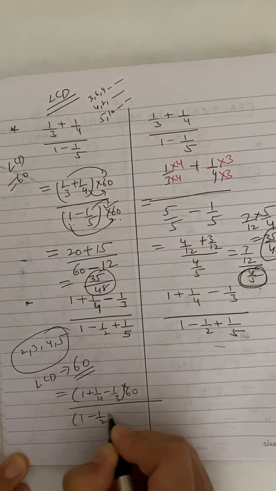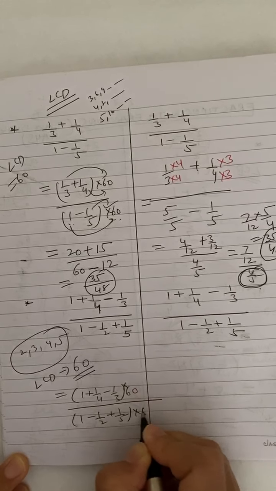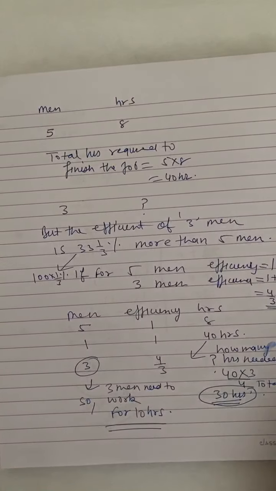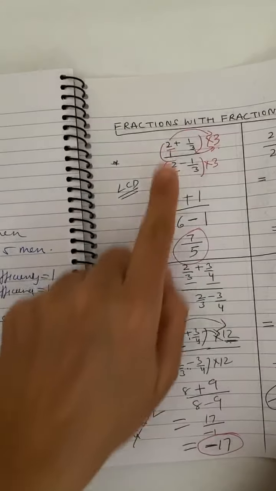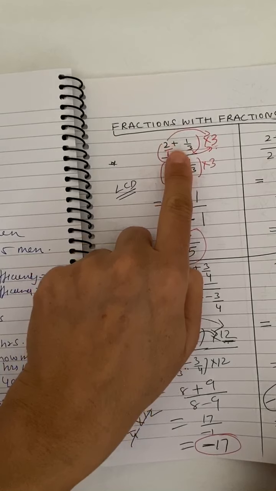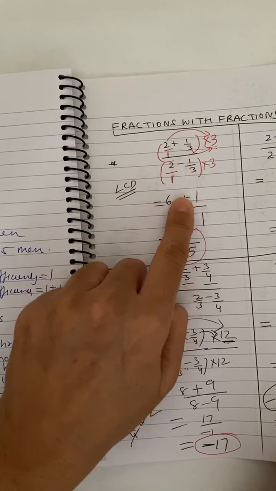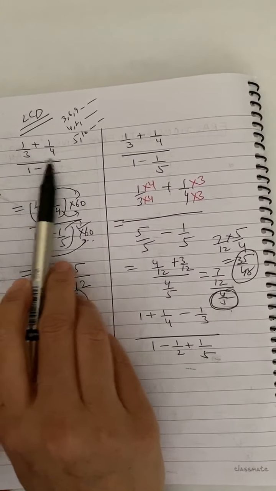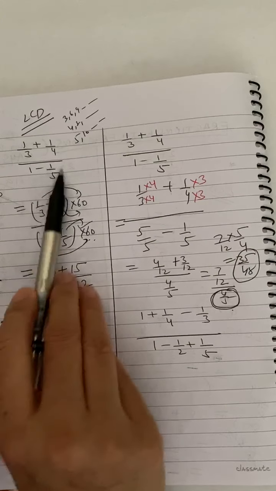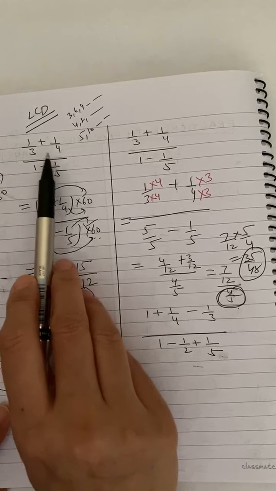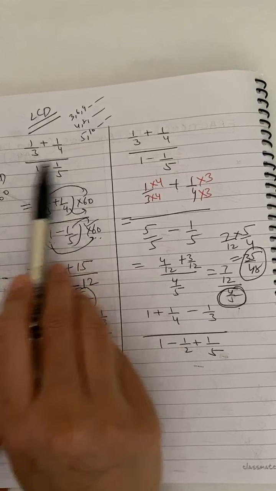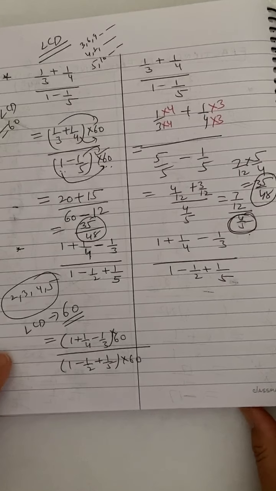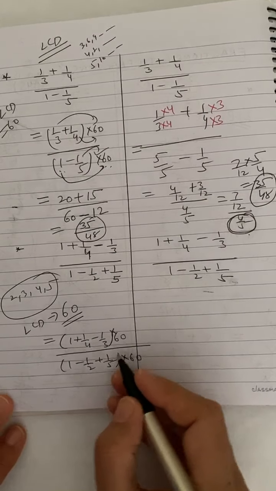1 minus half. This is a bit harder because in the previous two questions, your numerator and denominator were kind of exactly the same, the only change was plus and minus. But in these two questions, you have a numerator and denominator which are completely different. One is addition, subtraction, but the numbers are all different. So this is a bit more complex than the previous two. Okay, so multiply by 60.